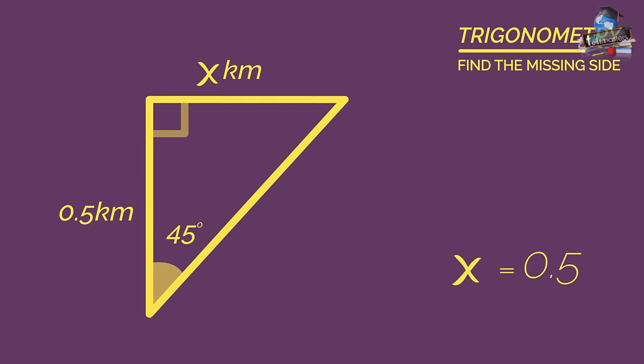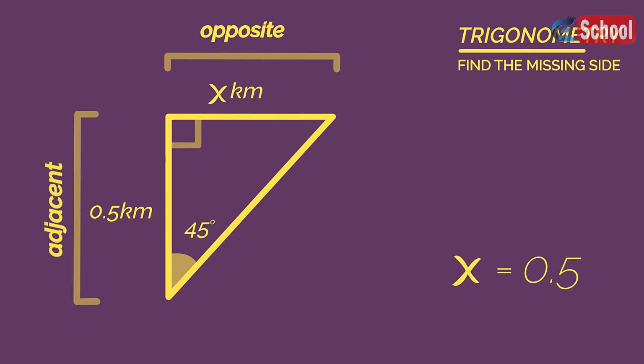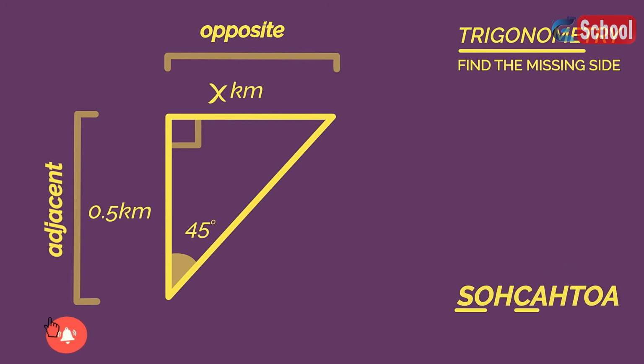Did you get x is 0.5 kilometres? So the x is opposite because it is opposite the 45-degree angle. And 0.5 kilometres is the adjacent because it is next to the angle. So with O and A, should we use sine, cos or tan?